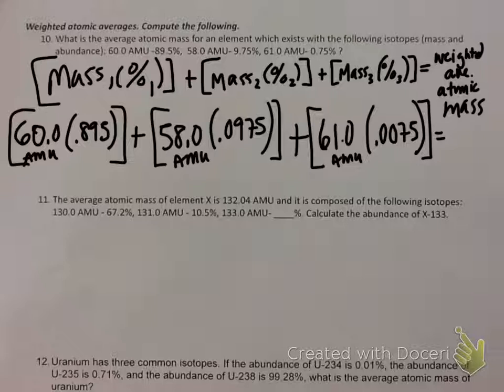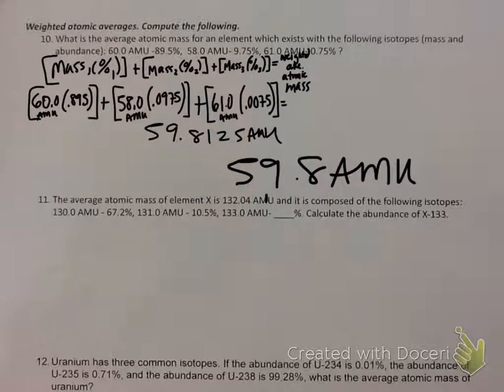All right, now it's just a matter of doing the math. And use the parentheses button on your calculator for the love of Pete. All right, so we have 59.8125 AMUs is the raw number. We have 3 sig figs based on the given masses. So we get a final answer of 59.8 AMUs once we sig fig.